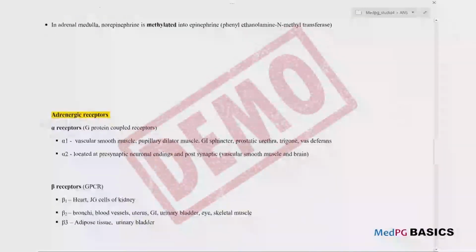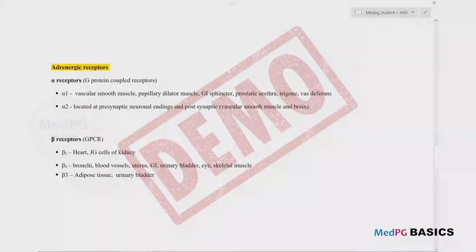The next most important area is your receptors, adrenergic receptors. It is very important that you have a clear understanding about where these receptors are located and what their actions are. So you divide adrenergic receptors into alpha receptors and beta receptors. Both are G protein coupled receptors.